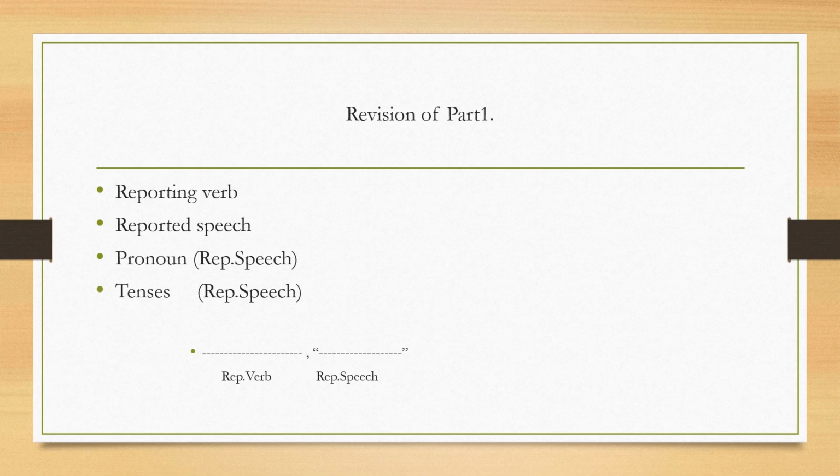In part 1, we have already seen the reporting verb, we have seen the reported speech, we have seen how the changes are being made in pronoun, first person, second person, and third person from the reported speech. We have already seen the changes that are taking place in tenses, that is again from the reported speech. That is, if the sentence is in present tense, it changes to past tense. Look at the last line, the reporting verb and the double inverted comma, that is known as the reported speech. This is what we have discussed in part 1.